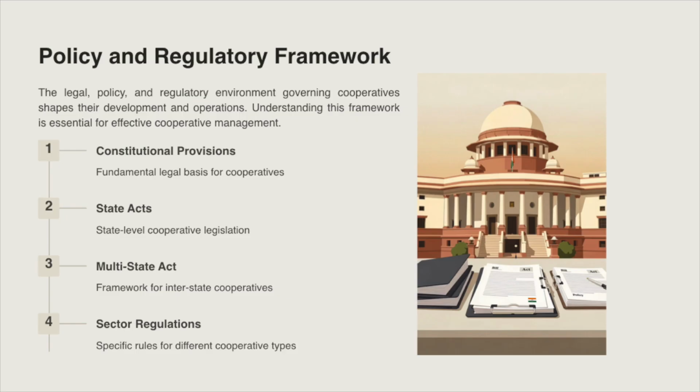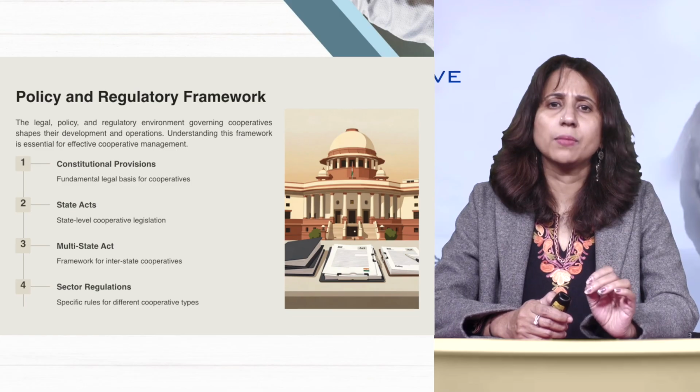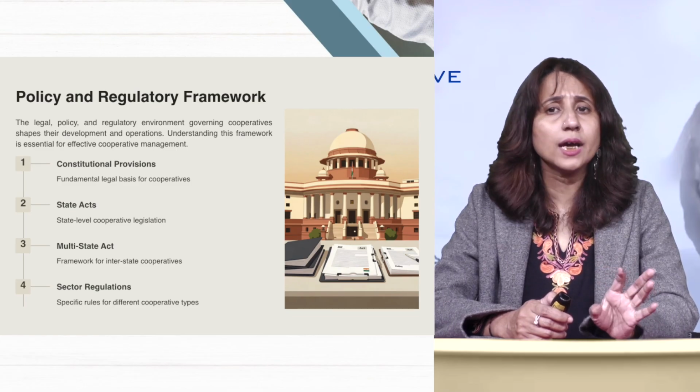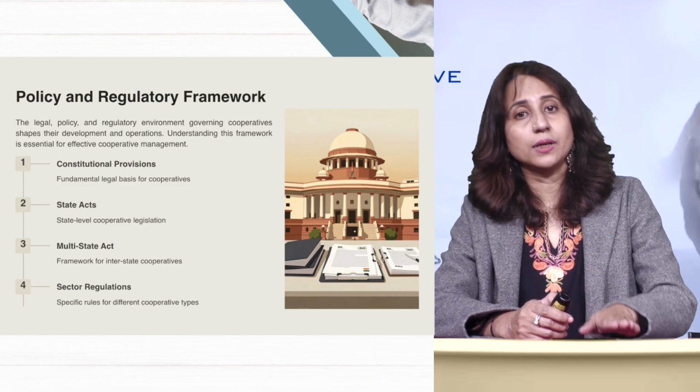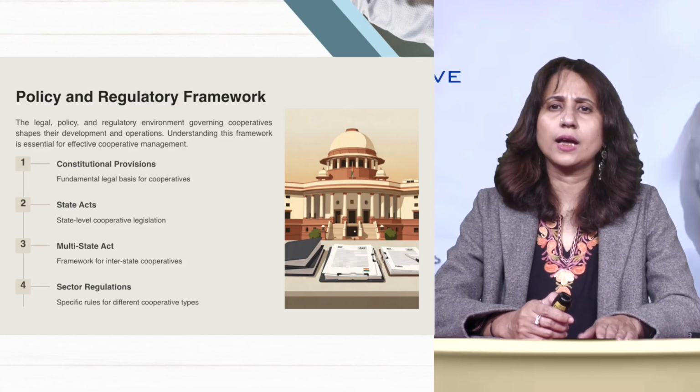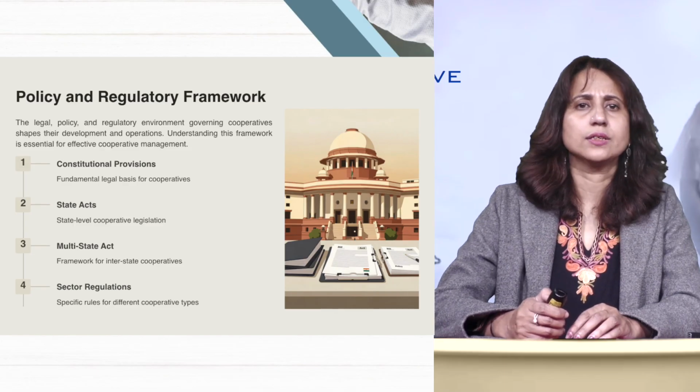First is the constitutional provisions. The 97th Constitutional Amendment 2011 added Part 9B to the Constitution, specifically addressing cooperatives. This amendment made the right to form cooperatives a fundamental right under Article 19(1)(c), provided for time-bound elections and audits, limited government interference, and required states to enact conforming legislation.